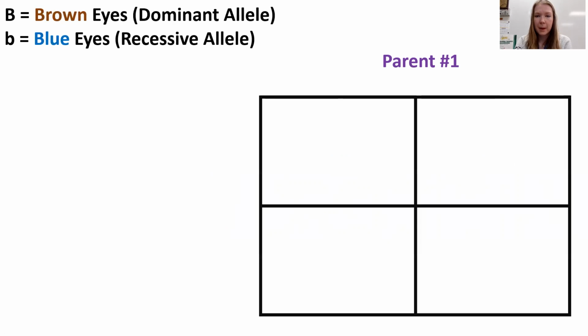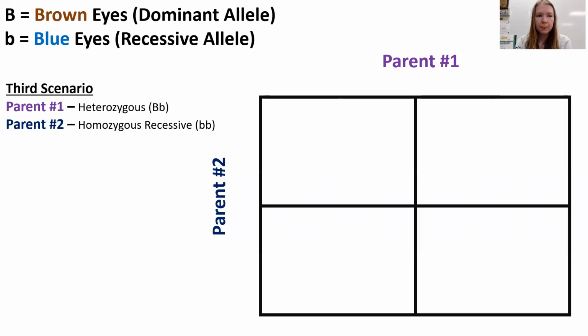Scenario number 3, parent 1, parent 2. Third scenario, so parent number 1 is heterozygous. Parent number 2 is homozygous recessive. So pause the video and fill out the chart yourself.